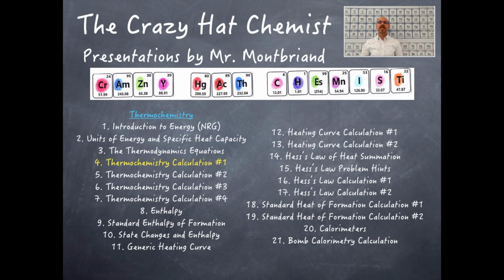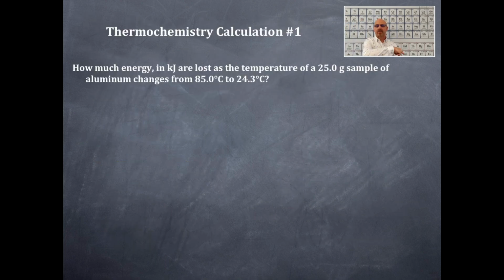So today we are doing another video, another lesson on thermochemistry. So let's get moving. Bam! Today we're going to be doing a thermochemistry calculation number 1. So the question states the following. How much energy in kilojoules are lost as the temperature of a 25-gram sample of aluminum changes from 85 degrees Celsius to 24.3 degrees Celsius?